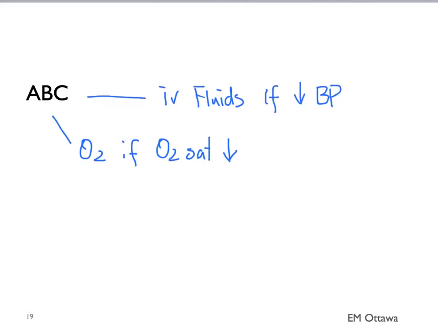We need to ensure the patient's airway is patent. We want to support their breathing and give them oxygen if they're hypoxic. We want to give fluids if the patient has low blood pressure. We also want to put the patients onto a cardiac monitor.